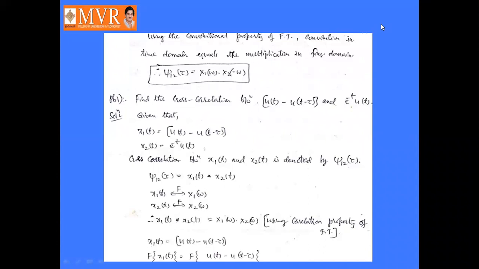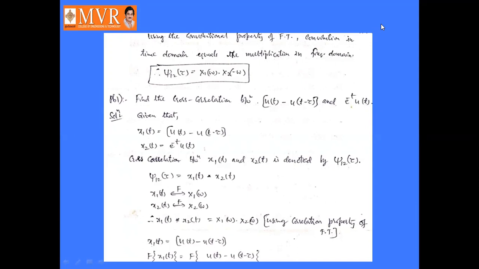Morning, students. In the last class we discussed correlation, cross correlation and autocorrelation, and these properties also we discussed. Cross correlation means we are comparing the signal with another signal, x1 of t will be compared with x2 of t, right? So autocorrelation means the signal is compared with itself only. That is called autocorrelation.